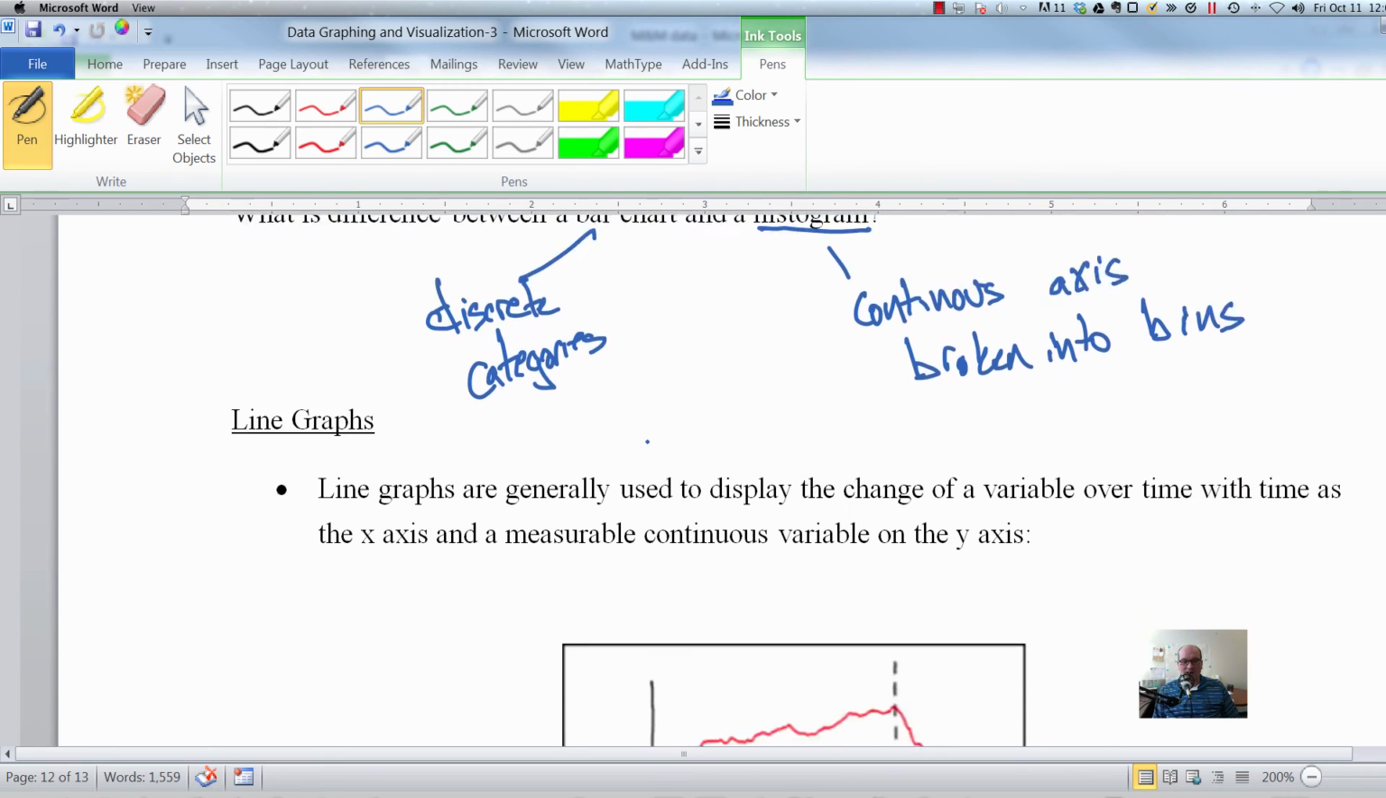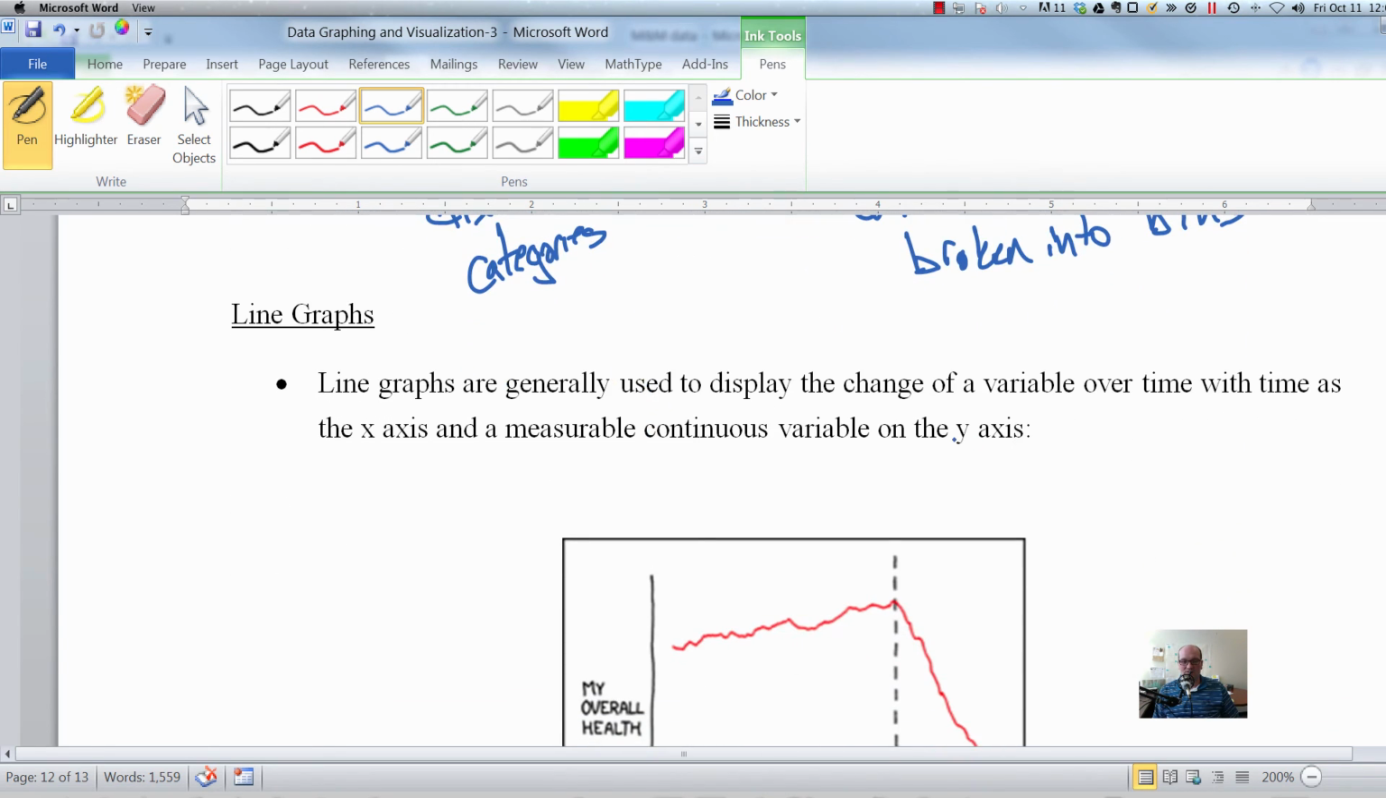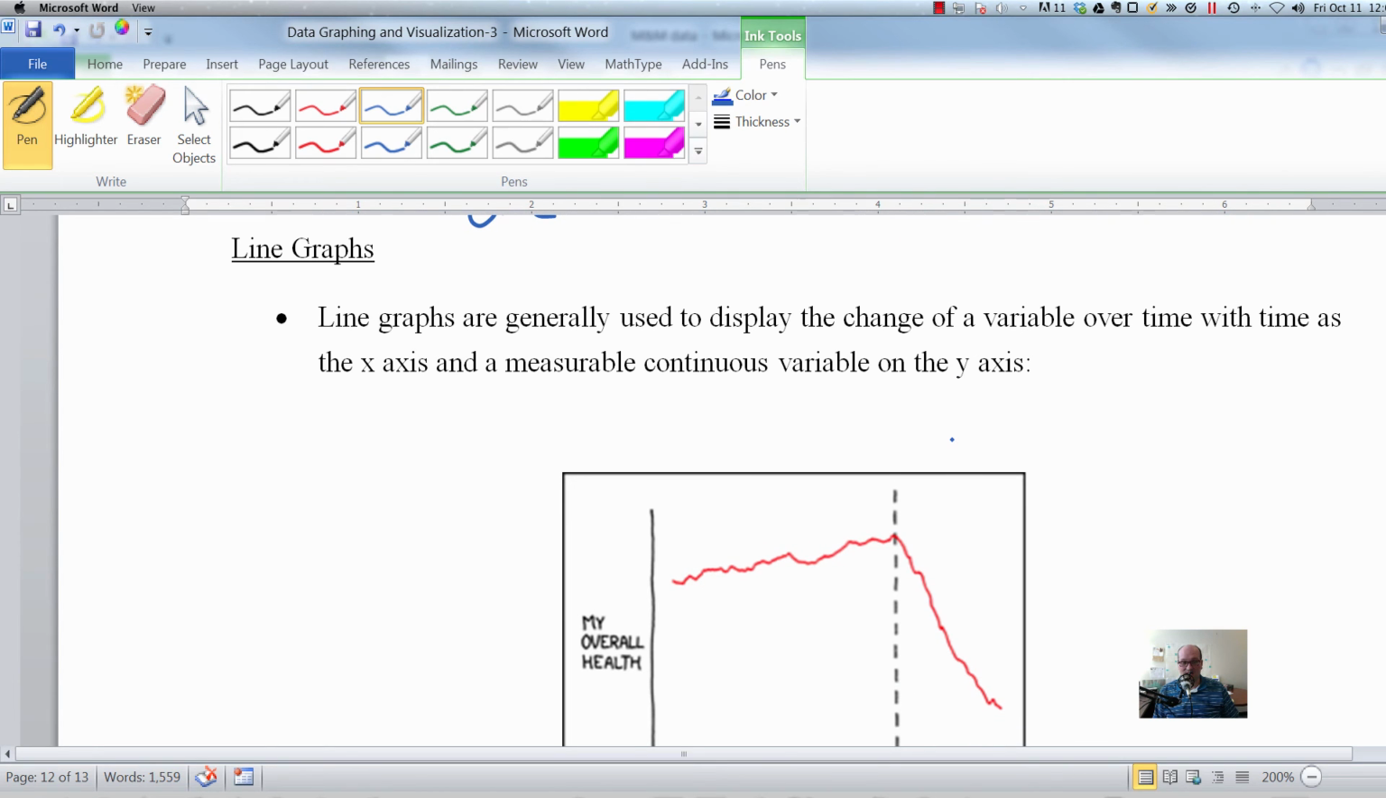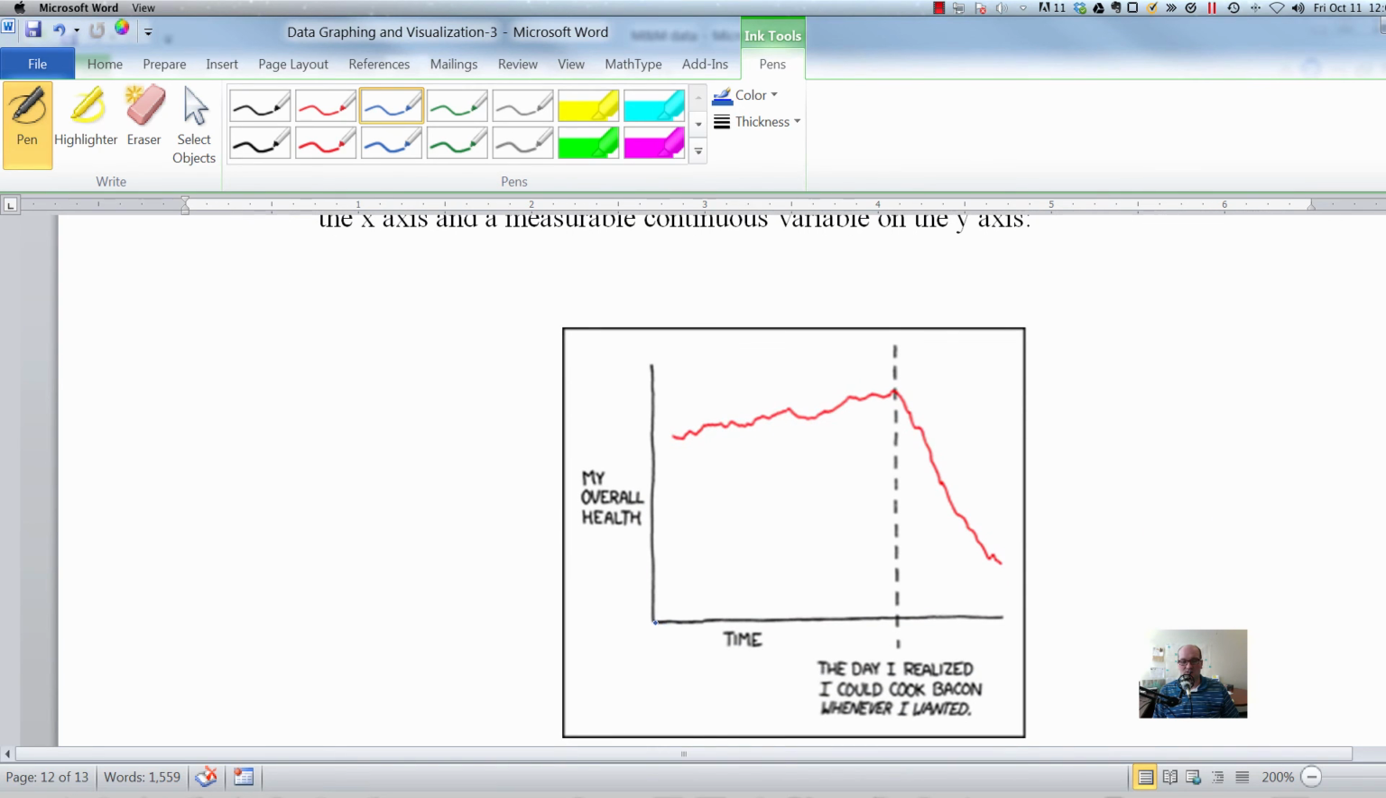All right, what's next? Line graphs. Line graphs are generally used to display the change of a variable over time, with time on the x-axis and the measurable continuous variable on the y-axis. So here on this one, we have time on the x-axis. The line chart almost always has time. And then the variable we're tracking over time is called my overall health. And here's our line for the line chart.